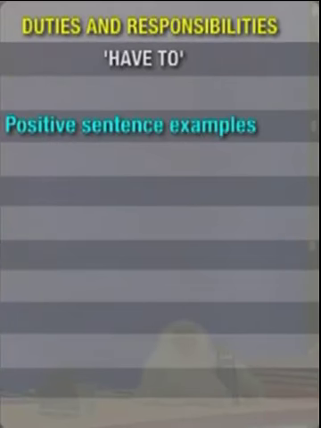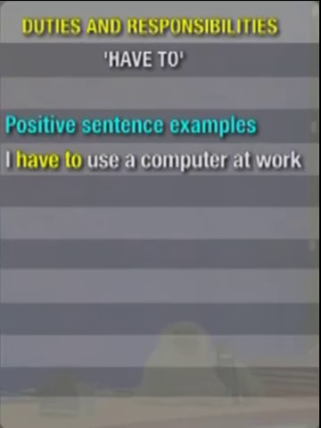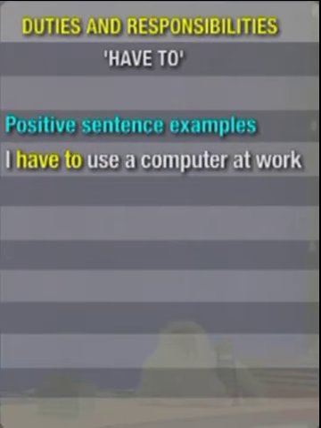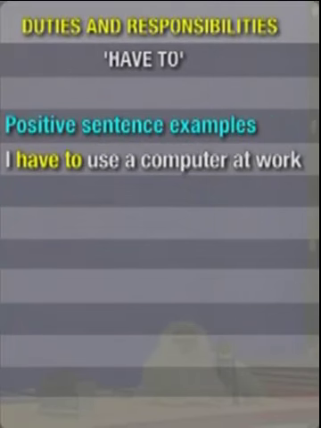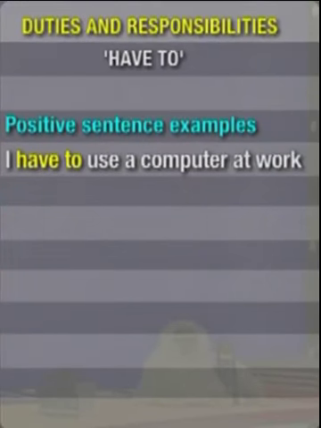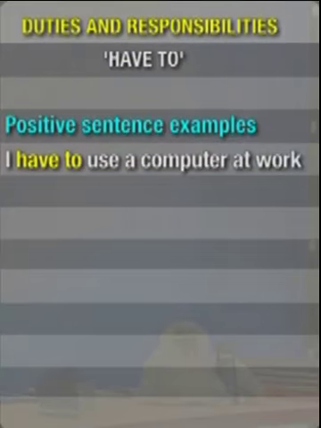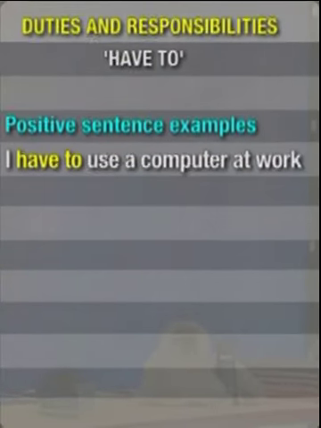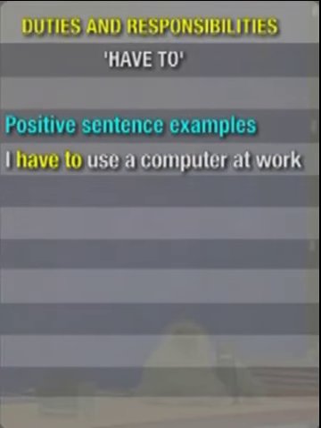So, an example. I have to use a computer at work. Now, did you hear my pronunciation? I have to. Notice I don't say V, I say F. Have. It becomes have to. Have to becomes in pronunciation have to. Okay? So, I have to use a computer at work.